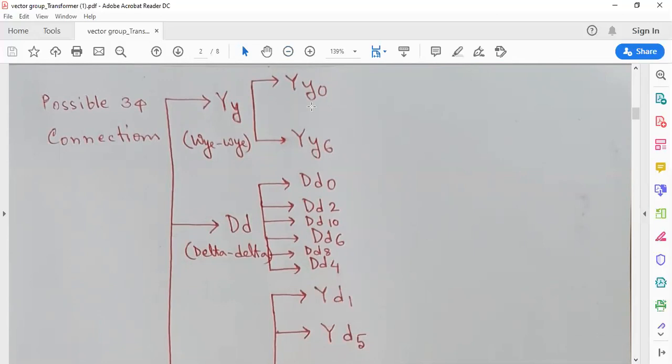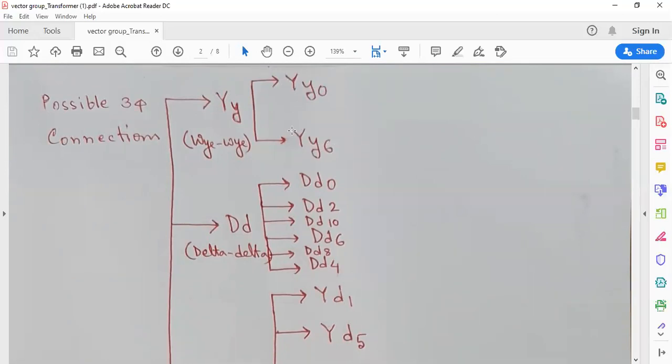So how to read this? If there is a YY connection, there are possibly two connections, YY0 and YY6. So what do this 0 and 6 mean? 0 means the angle difference between primary line to line voltage and secondary line to line voltage. So if there is no angle difference between these two voltages, then the written number is 0.